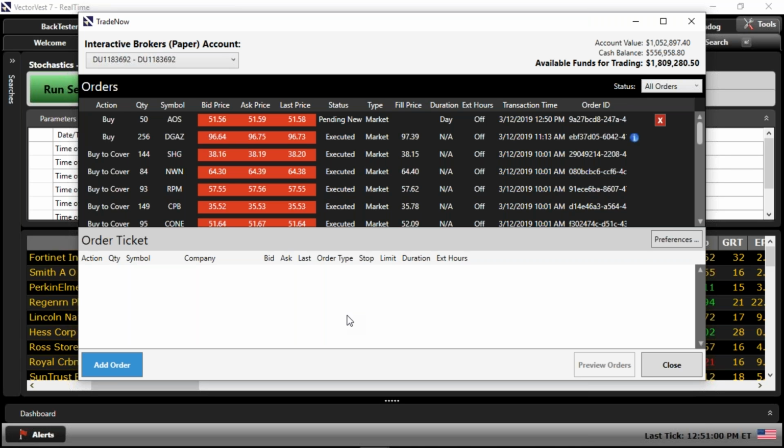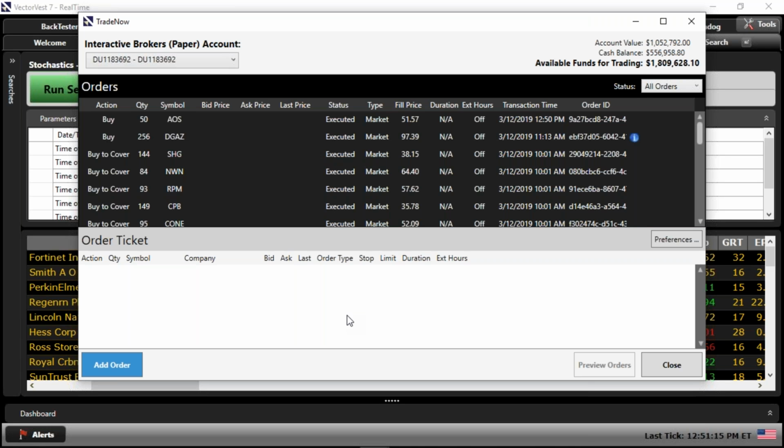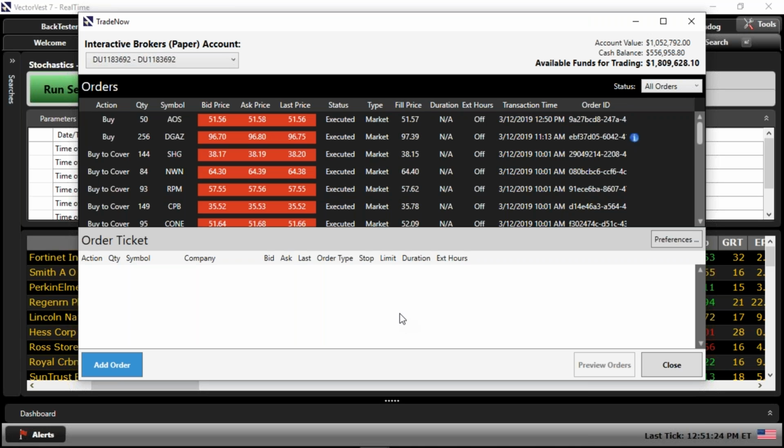Using this feature here, the Trade Now feature, the order is sent to the broker, sent to your IB account, and executed. And this process requires you to go to your Interactive Brokers account to see the status. There we go, executed, and a fill price of 51.57. You now have to go to your IB account to check on the status and the performance, essentially, of this trade. Let me show you another way within the VectorVest program where you can actually track this trade.